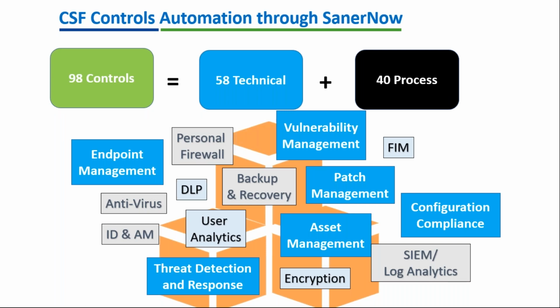Now, if you analyze the CSF controls further, there are about 98 controls. Controls are specifically the subcategories that we talked about. And 58 are technical in nature. So the 58 are automatable, and the remaining 40 are process oriented, where humans have to perform their own assessment and respond to those. So these 58 technical controls are where automation is possible because they're technical in nature.